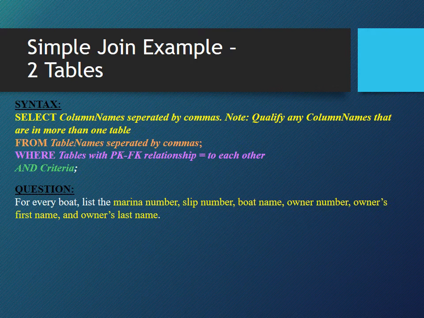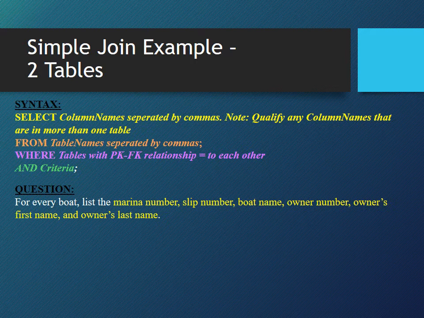For every boat, list the marina number, the slip number, boat name, owner number, owner's first name, and owner's last name. Just like with single table queries, I've highlighted in yellow column names that need to be listed in the SELECT clause. I did not highlight anything in orange because I can't tell yet which tables I need. Since there is no criteria needed, I don't have green highlights.